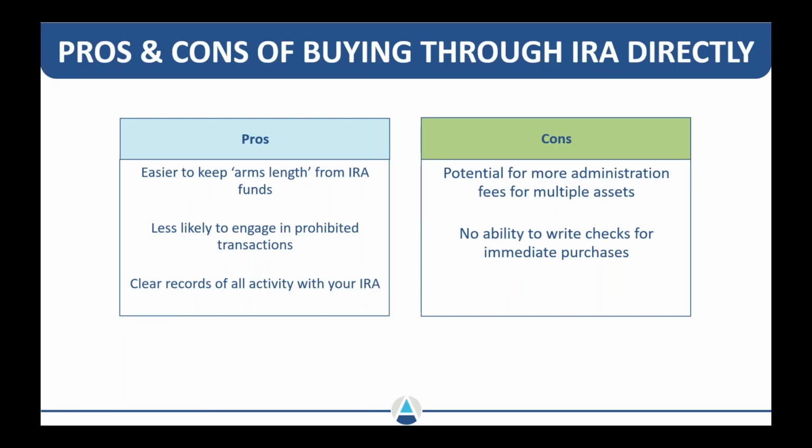So what are some benefits and drawbacks? We're getting right to the end of it, and I will address any questions that I haven't answered here in a moment. So the pros of going directly through the IRA and not using checkbook control: it's easier to keep arm's length from the IRA funds. We're handling all the funds, we're writing all the checks, we're signing all the documents. It is about as arm's length as it gets. So that's something to keep in mind. You could be less likely to engage in a prohibited transaction. Again, that is a very high level statement.